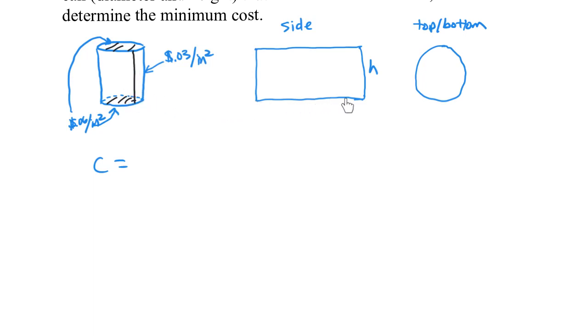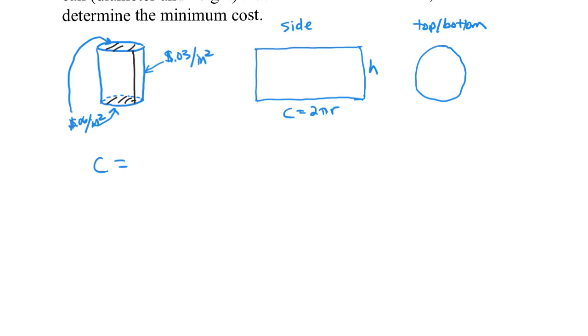Now this is a rectangle, so we have length times width, or base times height, or however you want to think of it. We need to find this length. But that length really is just the circumference of the circle, right? We've got a formula for that from algebra class. Circumference is 2 pi r. That's the circumference of the circle.